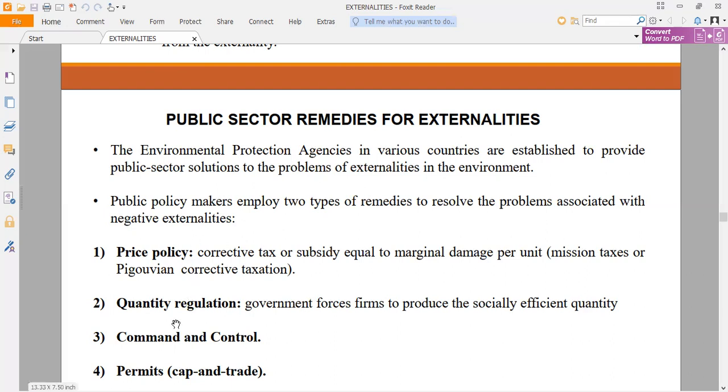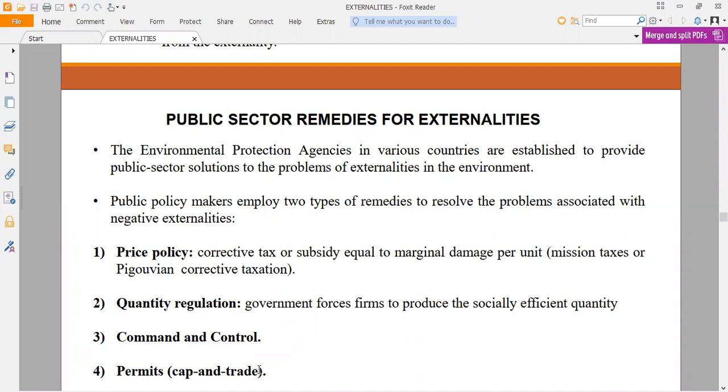And then they can use quantity regulation. You are forced to produce the quantity that the society wants. The government can just set rules that this is what you have to do. It's just like command and control. They set administrative and organizational measures that will try to control the quantities that the firms produce.